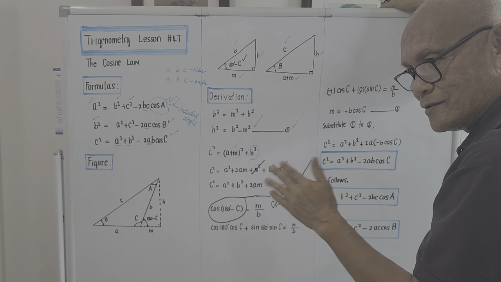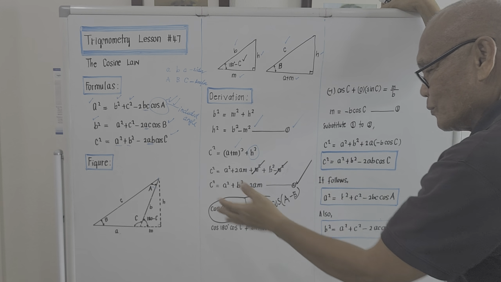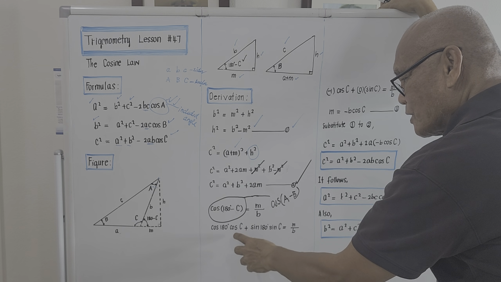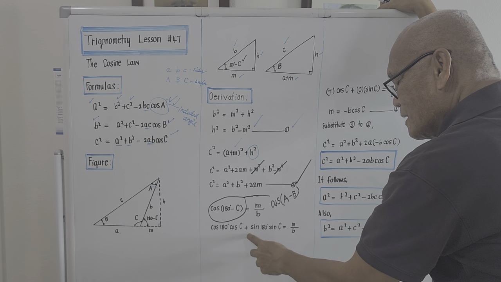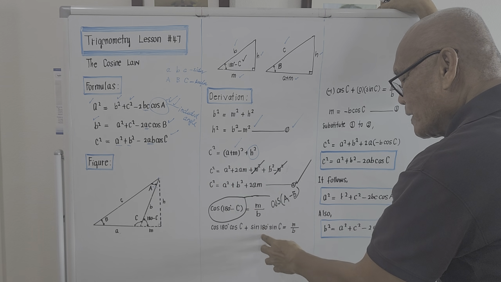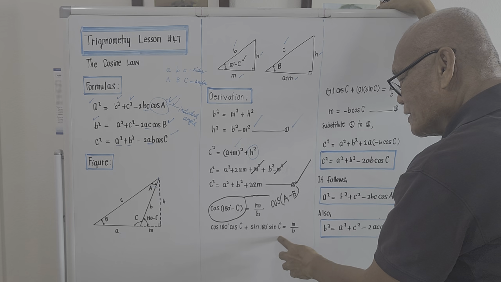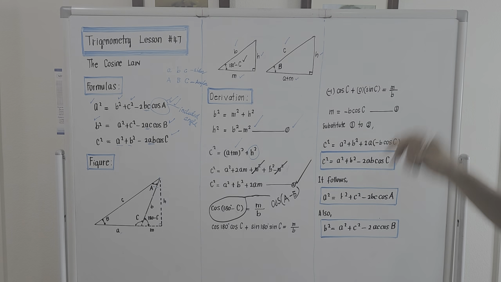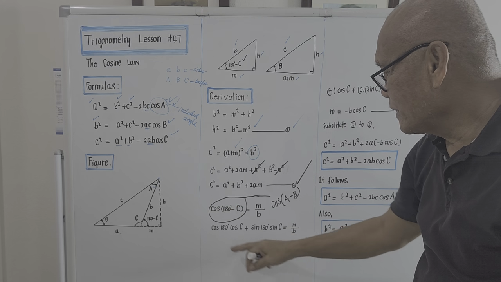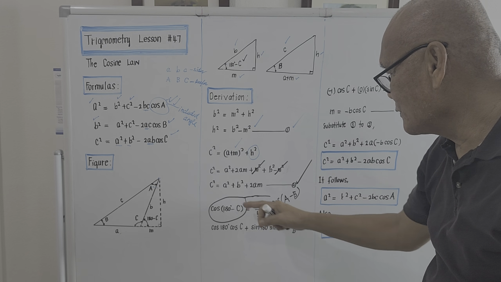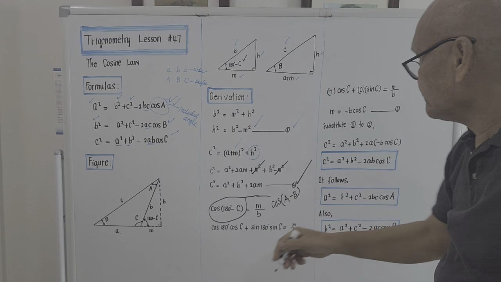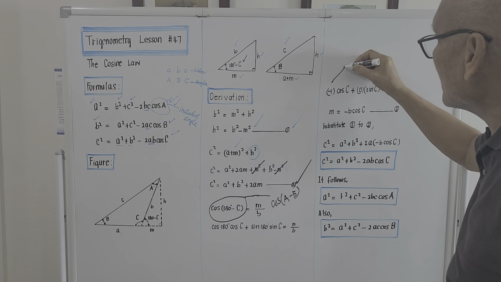Okay? Cosine, sine. So it should be the cosine of 180, which is the first angle. The second angle is angle C, cosine of angle C, plus sine of the first angle, which is 180, sine of angle C, equal to m over b. Okay? The expansion of this one is actually cosine, sine. If this is minus, this should be plus. And cosine of 180 should be negative 1.